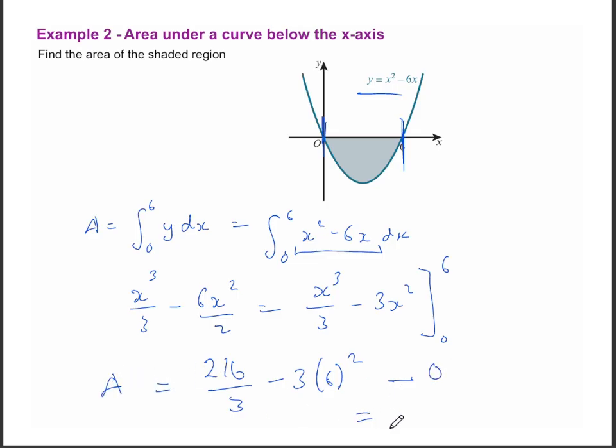And that is going to be 72 minus 108, which is equal to negative 36. Now, if you notice, we got a negative answer, and that is because our area was under the x-axis. Therefore, the area of the shaded region is going to be 36 units squared. Remember, you don't write the negative, because the negative just implies that the area we found was under the x-axis. So that's going to be our answer.